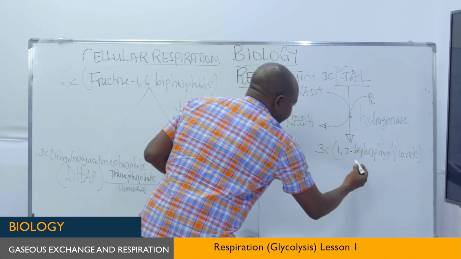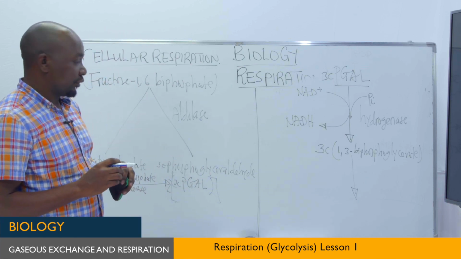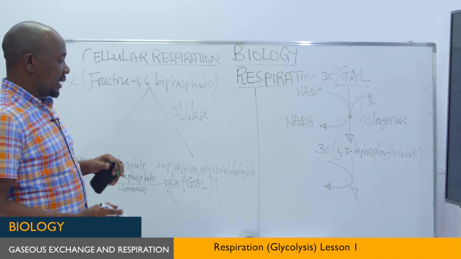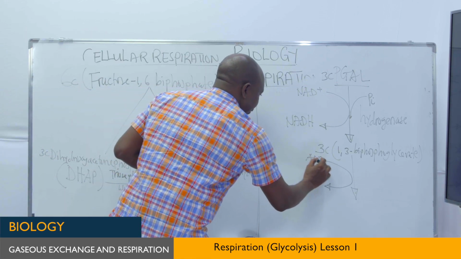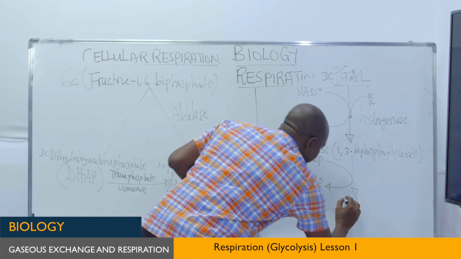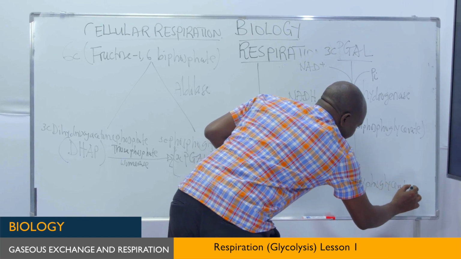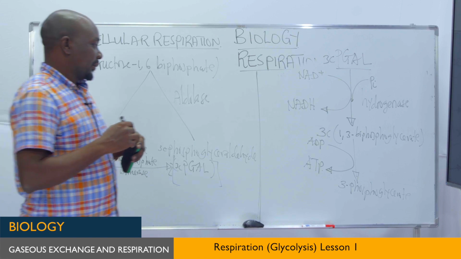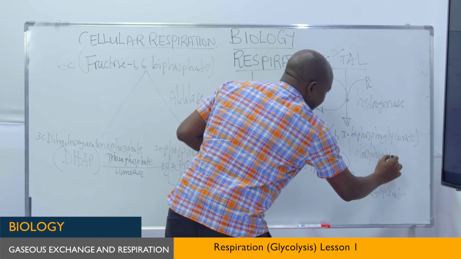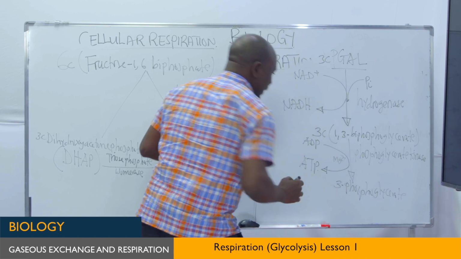Then this molecule is dephosphorylated. It loses 1 phosphate, and the lost phosphate combines with ADP to form ATP. Then now we have 3-phosphoglycerate. This takes place under the influence of the enzyme known as phosphoglycerate kinase, in the presence of the magnesium ion as an activator.